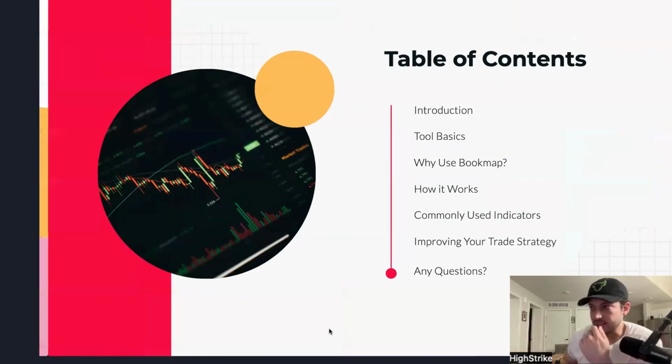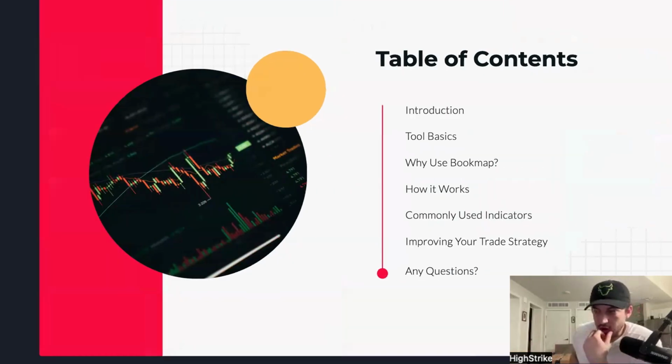It's only 11 slides. This is what we're going to be talking about. I just did the introduction. We're going to talk about the basics of the tool. Why even use Bookmap, right?